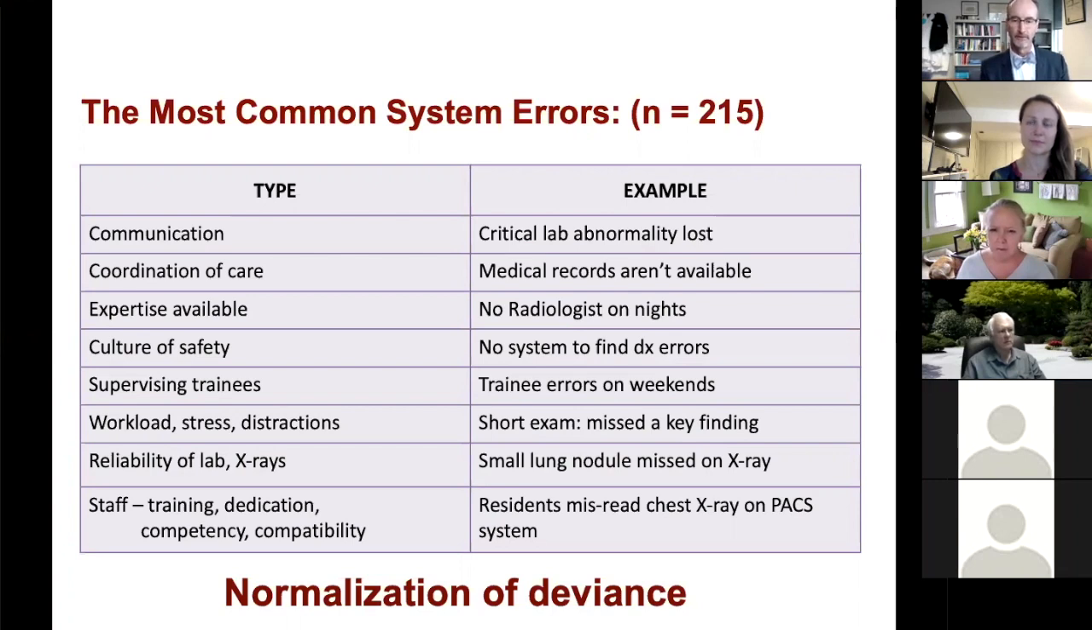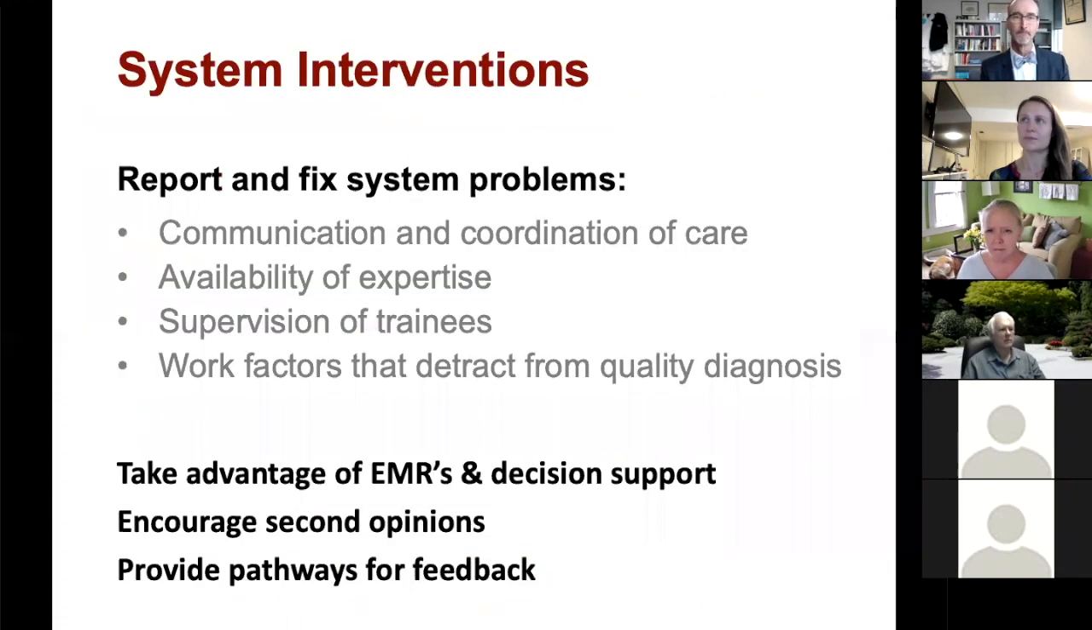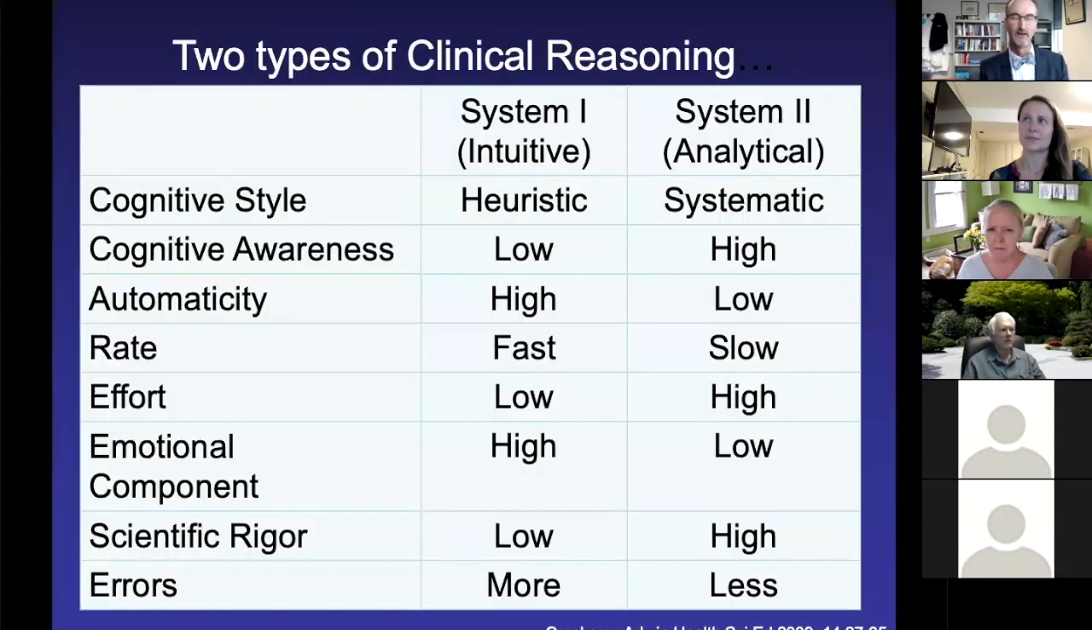The bottom here is that concept of normalization of deviance. We have these breakdowns in our systems, and we often just think that's just the way it is, that's just normal, and we live with them. And sometimes we get lucky and they don't harm patients, but obviously quite often they do. Next slide.